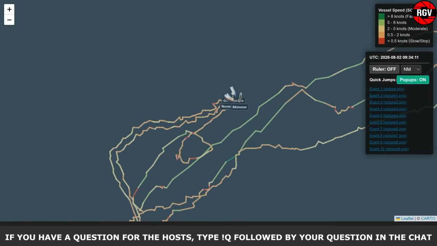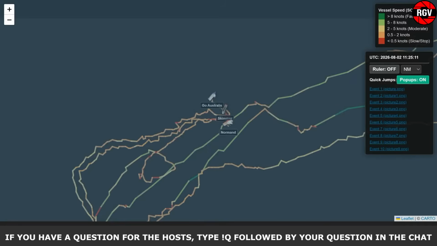We can zoom ahead to about 12. Yeah, the next one should be popping up, right? No. It's nighttime. Okay. I was just going to show here at 12, what we're going to have here is Skimmer and Go Australia are now going to have some sort of weird thing, and they're going to do their own thing. And Norman's going to be like, okay, I got the ship, and it's going to start headed in a kind of a southeast direction.